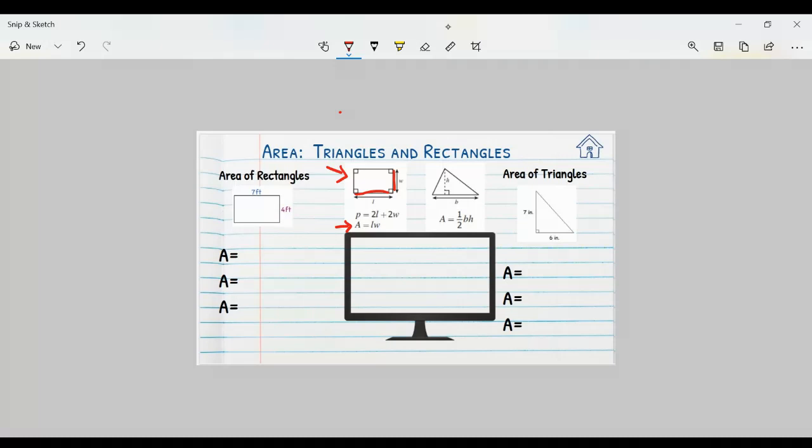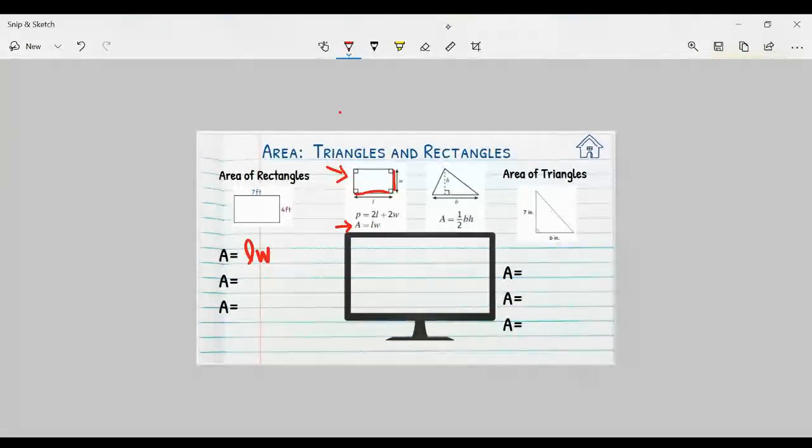We have a rectangle that has a length of 7 and a width of 4. So the first thing I usually like to do is write the formula. Area equals LW, which means length times width. Now we use a cursive L so that it doesn't look like a 1. So if you're wondering what that is, it's a cursive L.